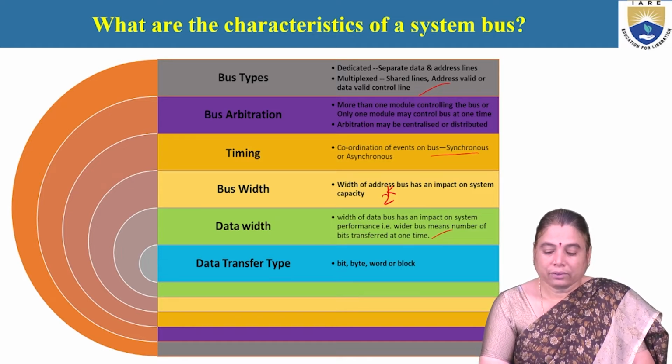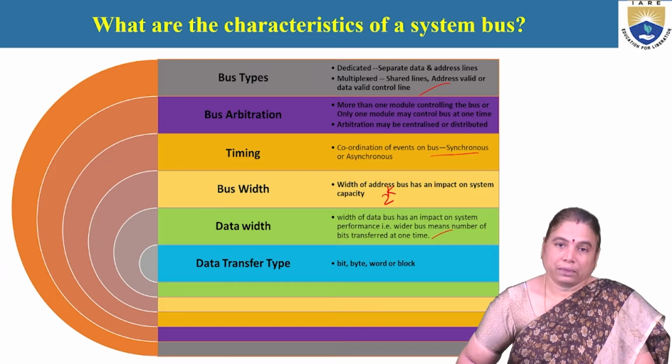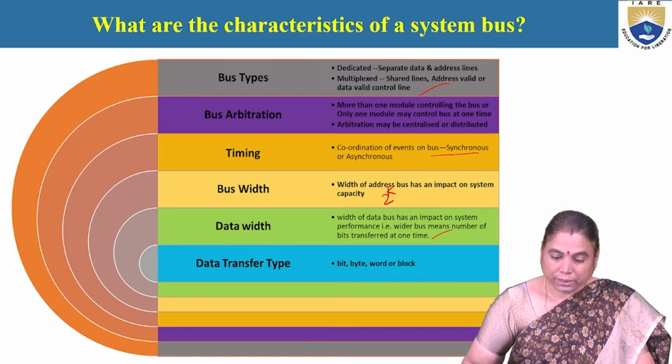Next is data transfer rate. Whether it is a bit transfer, byte transfer, or word or block transfer can be a major parameter in the bus configuration. These are the characteristics or parameters, the design issues, that can be considered for the system bus.